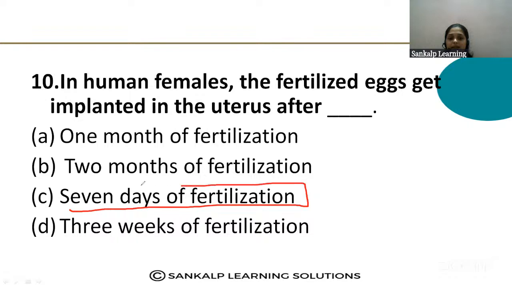Within 7 days of the fertilization, the cleavage and developmental stages of the zygote complete and it forms the blastocyst, which will get implanted in the uterus. Okay, so that is the correct answer. Option C is the correct answer for the 10th question.